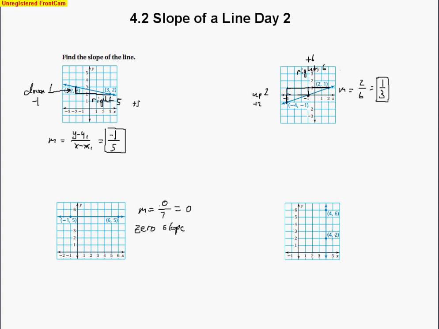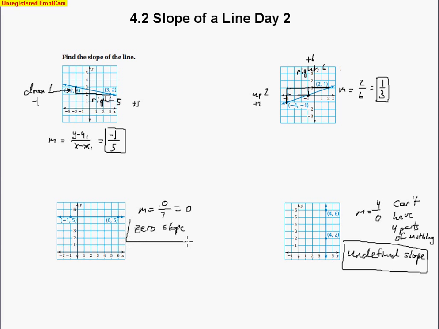And for the vertical line, if I look at the slope, I'm going up 1, 2, 3, 4 spaces, but I go over 0. And this we cannot have. We can't have 4 parts of nothing. It's like saying, I'm going to give you 4 pieces of cake, but I have nothing to give you. So I cannot give you 4 pieces of cake. It doesn't make sense. So when we have that, we call this undefined slope. So that vertical line has undefined slope, where the horizontal line has 0 slope.